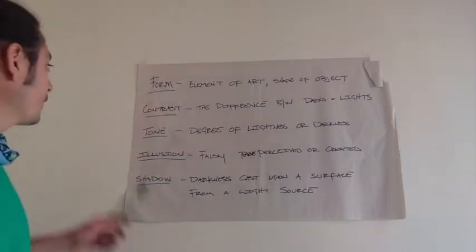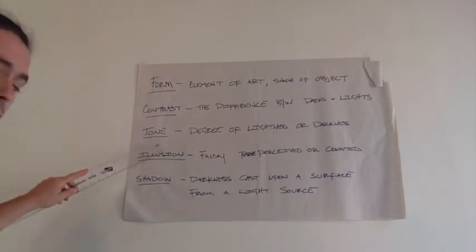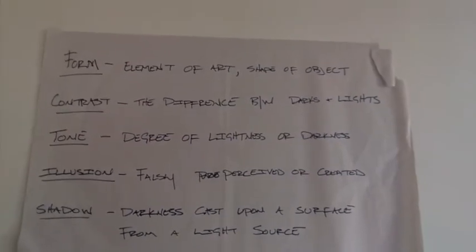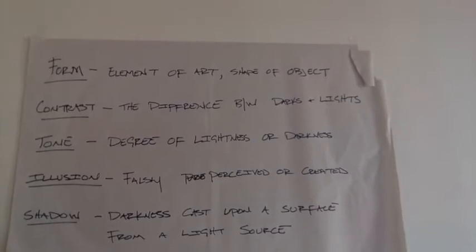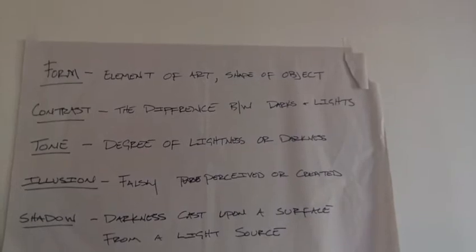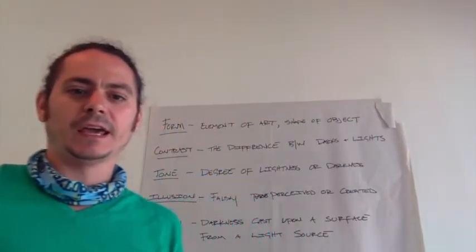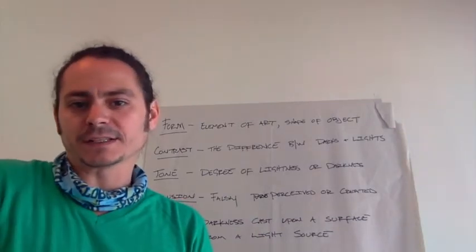So, these are our 5 words: form, contrast, tone, illusion, and shadow. All right? So I'm going to bring this closer so you can take a look. There we go. Read over that for a little while. Okay. If you need more time, remember you can always push the pause button and write these down or review them at your own pace. Take all the time you need.